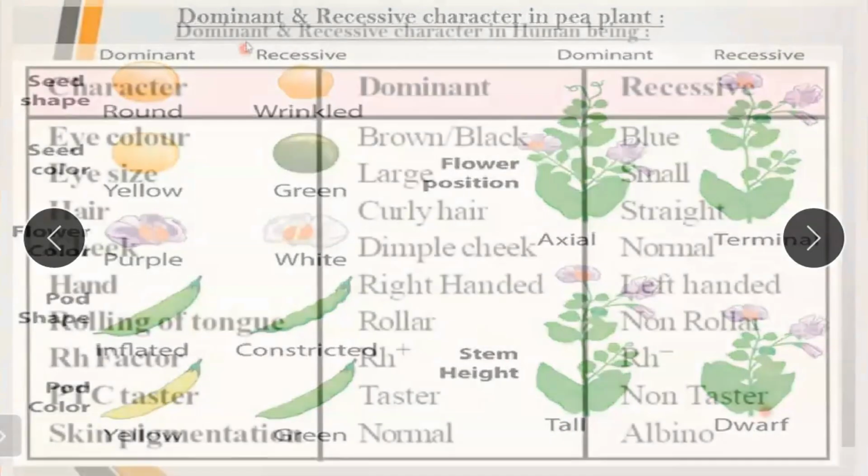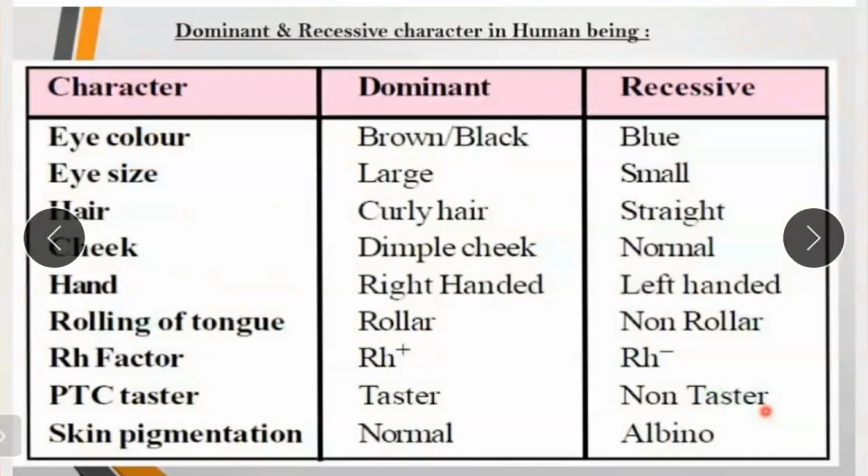Moving further, in the case of human beings, we have just seen all these characters which we observe in the pea plant. But now see the dominant and recessive characters in human beings. The first character is eye color. In dominant, we can see brown or black. These are the common colors which we see in human beings around us. But recessive is blue color. We rarely see it. Yes or no? Curly hair is dominant. Straight hair is recessive. What about the cheeks? Dimple cheek is dominant, and normal is recessive.